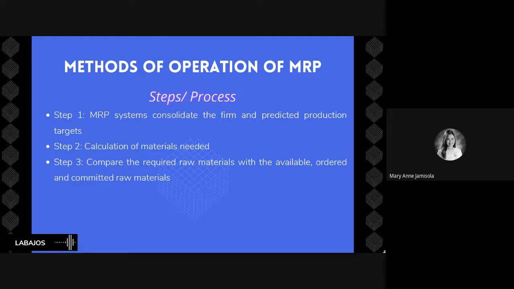Now let's discuss methods of operation of MRP, or the steps or the process. MRP systems consolidate the firm and predicted production targets. So again, this is backward technique, right? They then calculate what materials are needed, assuming a fixed relation of products, raw materials, and manufacturing lead times. Then finally, they compare the required raw materials and components with what is available and what is ordered and committed raw materials or components to determine what materials and components have to be bought in from the suppliers.